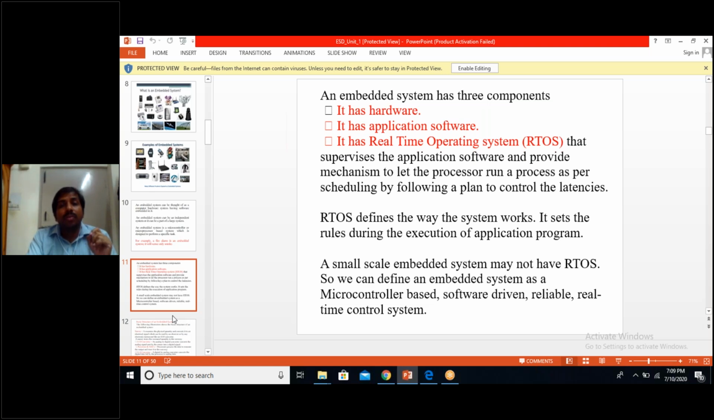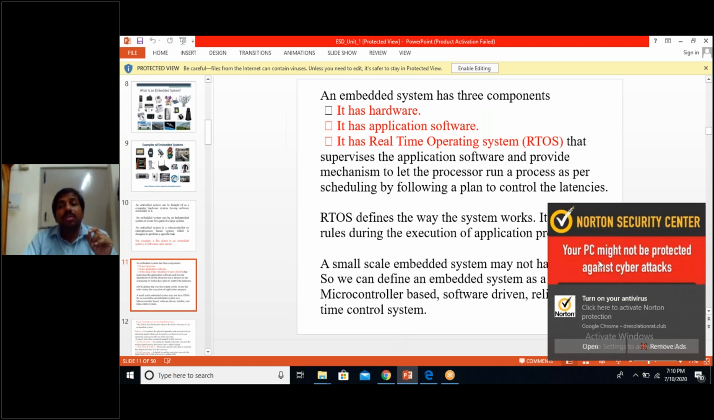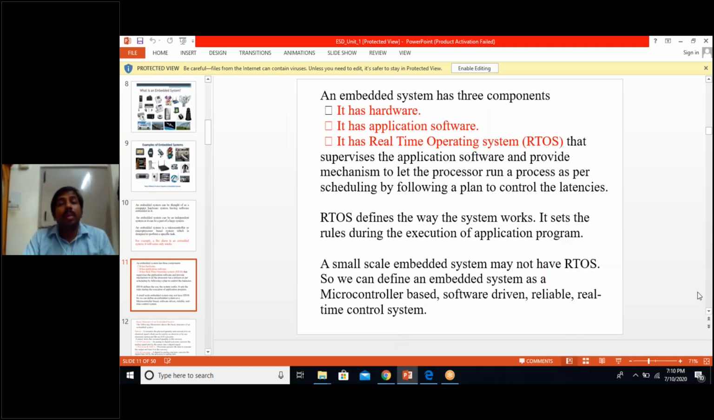Based on the category of classifications, complexity and performance, we have small scale embedded systems, which may not require this RTOS, medium scale embedded systems, and large scale embedded systems, which may require this RTOS. The purpose of the RTOS is to give priority to the tasks done by the application software.